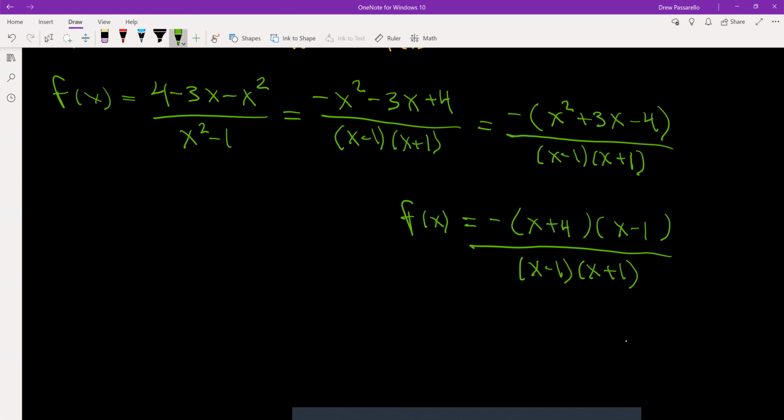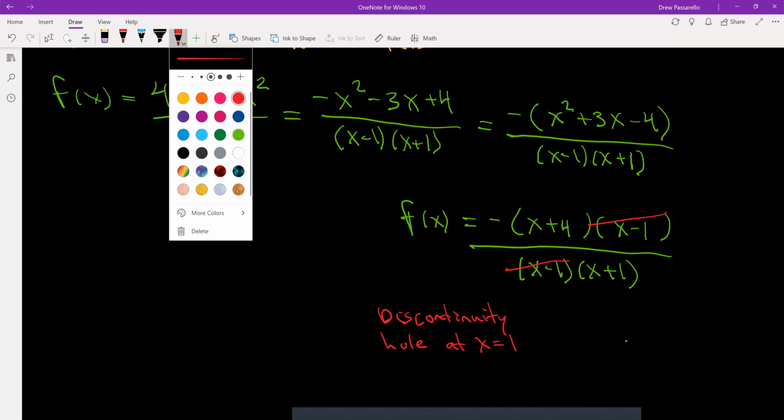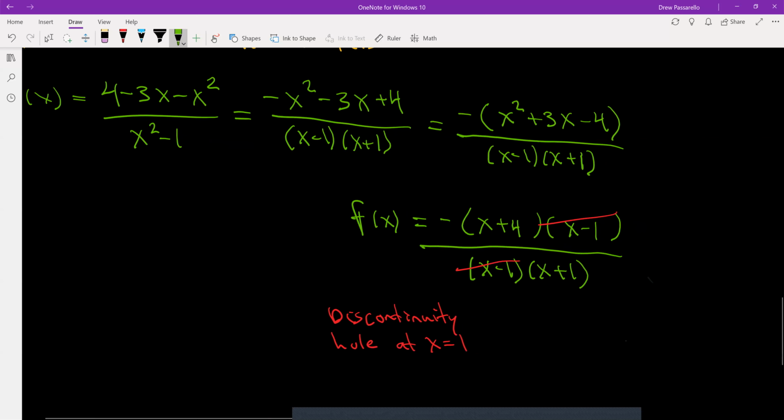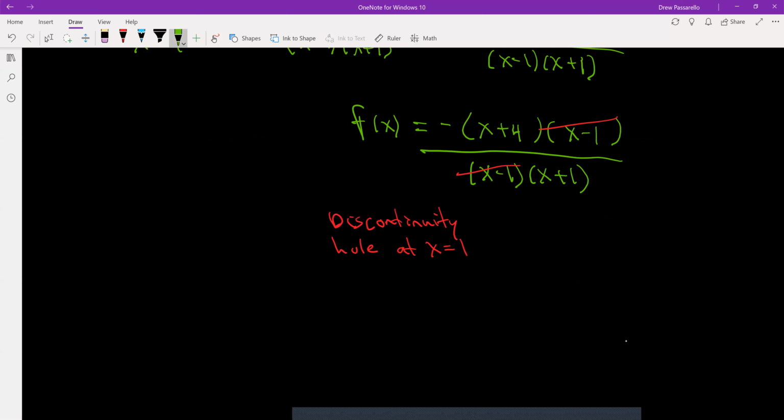Now notice I have x minus 1 top and bottom. Those cancel out. That means I'm going to have a discontinuity, and it's going to be a hole at x equals 1. So the result I get is negative, and then parentheses x plus 4 over x plus 1. And you can think of that as the new function.